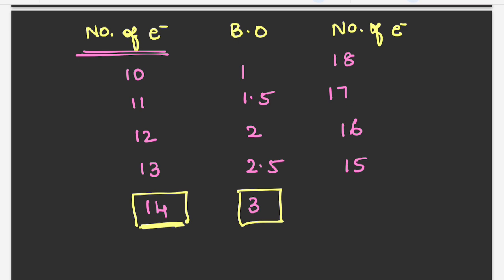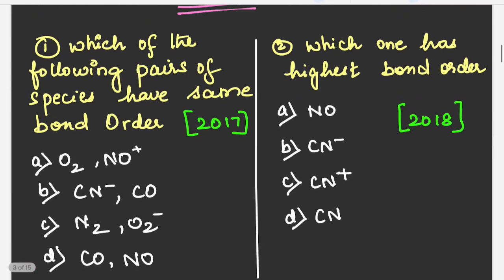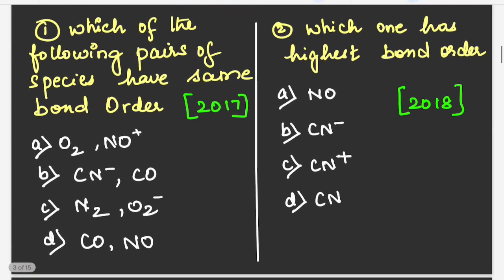Now, using this trick, we are going to solve the first two questions I have shown. So let us solve now. Here they have asked which one has the same bond order. First find the total number of electrons. One oxygen atom has 8 electrons, so O2 means 8 plus 8, total 16 electrons. And for NO plus, N has 7 electrons.